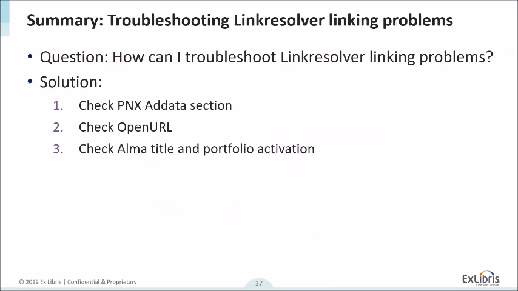Okay, so let's look at the summary of the third question on troubleshooting link resolver questions. What can you do to troubleshoot linking problems, especially for OpenURL? You check the PNX addata section to see what metadata is being sent by CDI. Is something missing, and is that why there's a problem with the linking? You then check the OpenURL, and you check the Alma title and portfolio activation. Okay, so this is how you can troubleshoot linking.